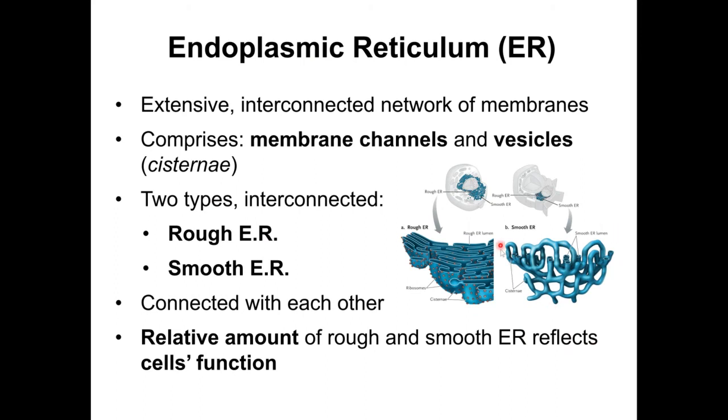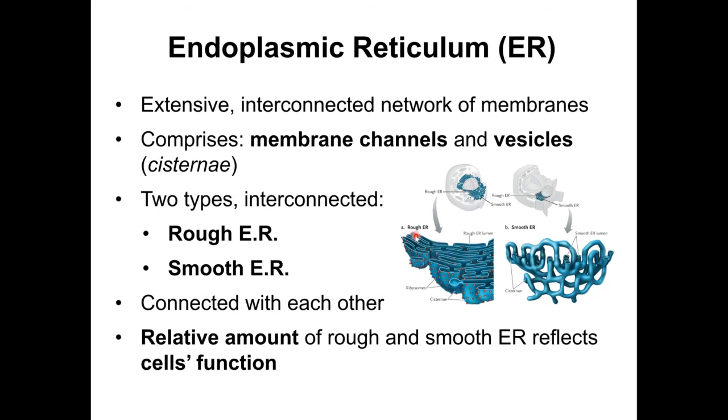The other one is referred to as the smooth ER, and unlike the rough ER, it doesn't have ribosomes, so under the electron microscope, it looks like a smooth area. Not only that, but structurally, they also look different in terms of the organization of the vesicles. Both of them are made by membrane channels and vesicles referred to as cisternae.